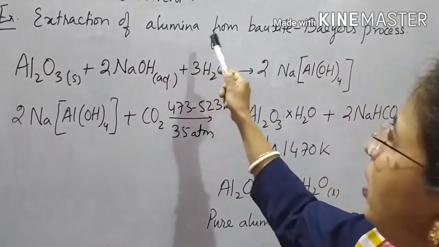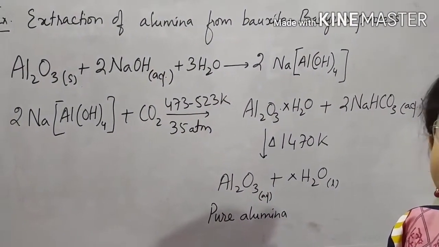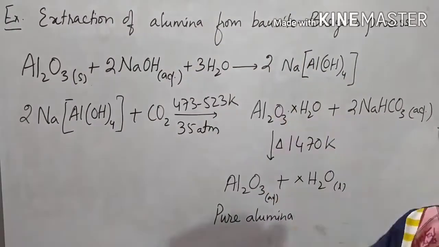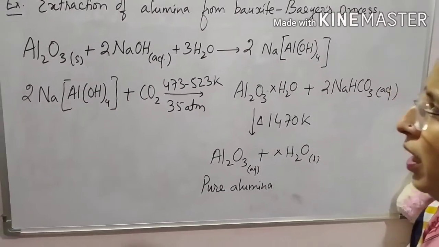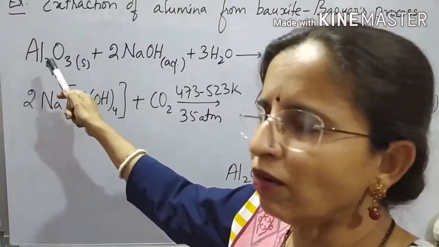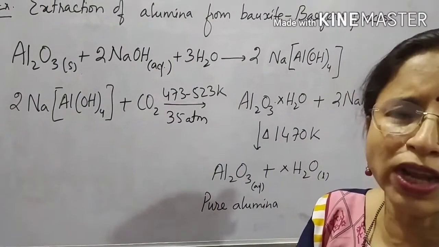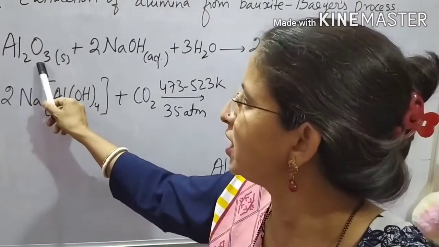Extraction of alumina from bauxite. Bauxite is the chief ore for the extraction of aluminium. First the concentrated bauxite is converted into alumina, the oxide form of aluminium. So how is it done? The formula for bauxite is also Al2O3 and alumina is also Al2O3, so don't get confused. This is a part of bauxite.